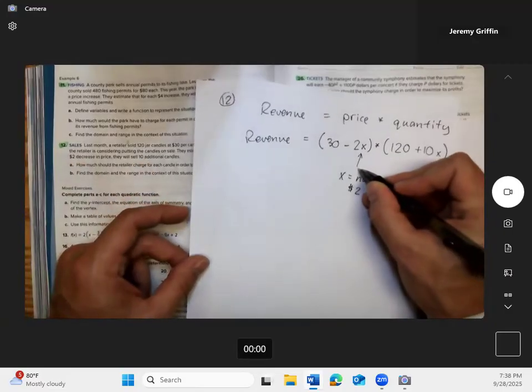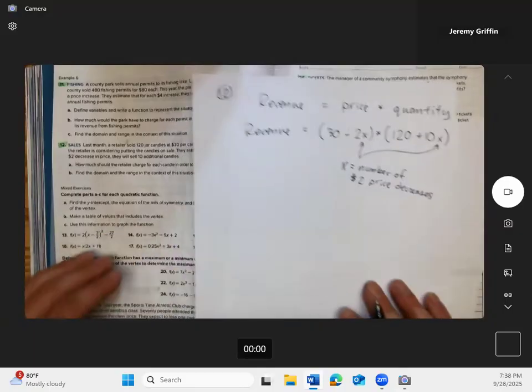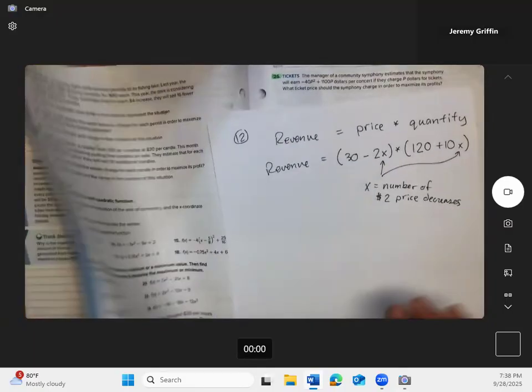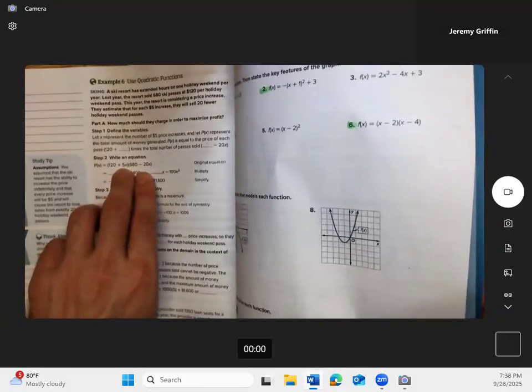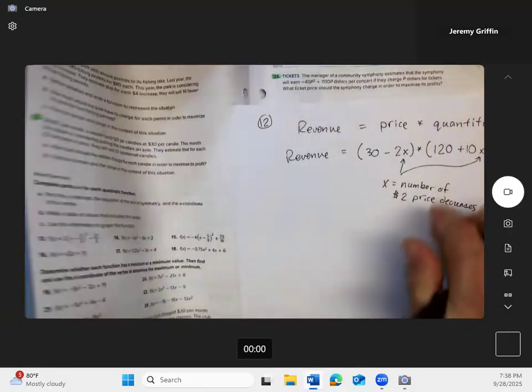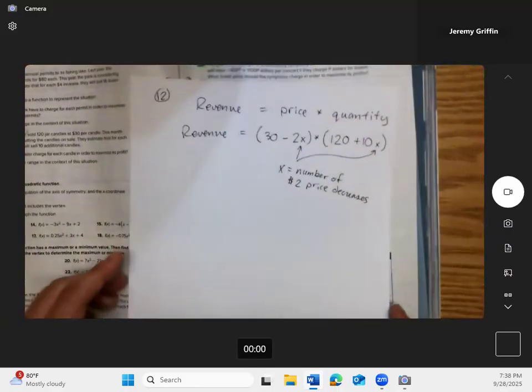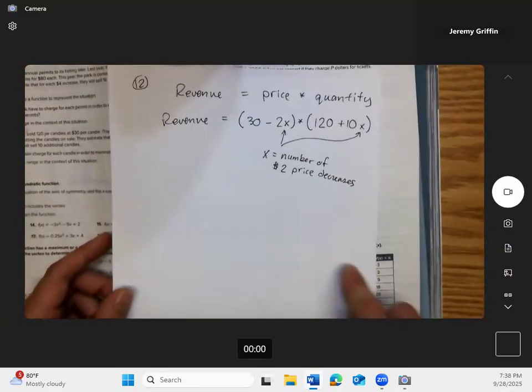So this X also refers to that X right there. Make sure I modeled this correctly. Is that what we did? Yeah, that is what we did before. The only difference is the plus and the minus are backwards from before, but yeah, because we're decreasing the price. Yeah, that's it.